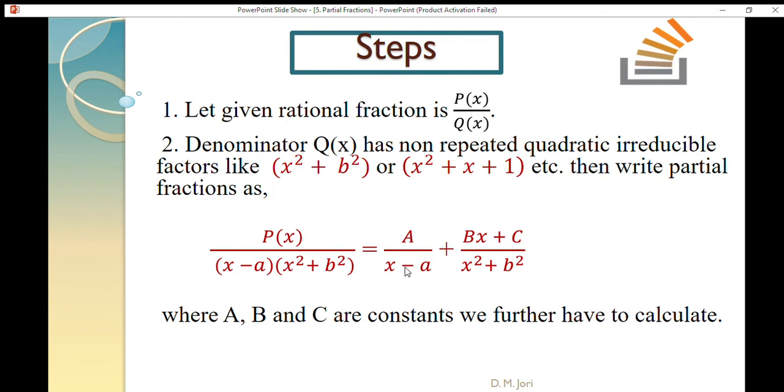A upon x minus a, this is by the first case, plus bx plus c upon x square plus b square. For the irreducible factor, we have to write the partial fractions this way, compulsorily. Not only b upon, you have to write it as bx plus c upon x square plus b square. x is the variable from your fraction, and a, b and c are constants which we have to further calculate.